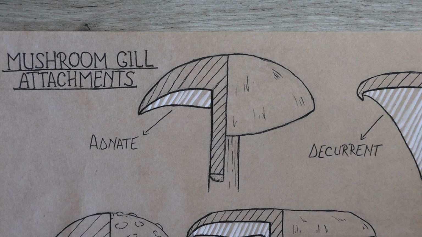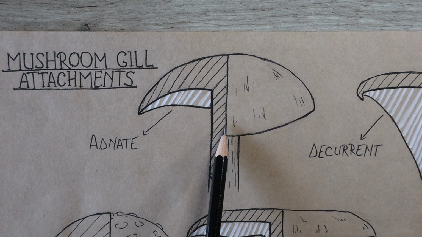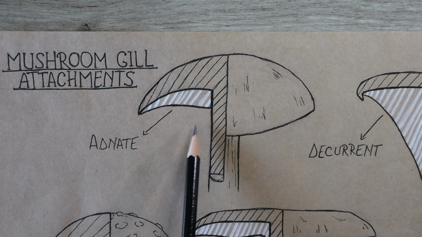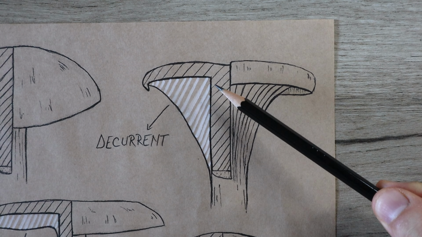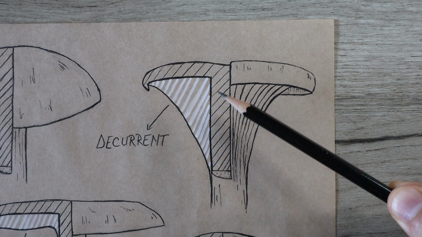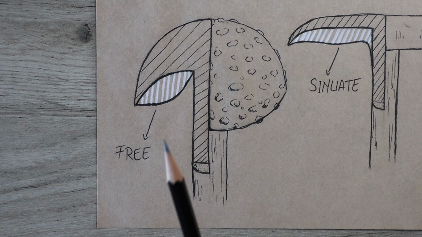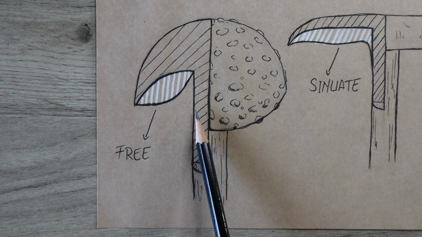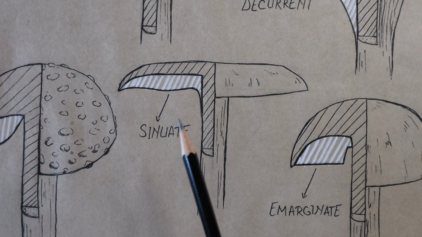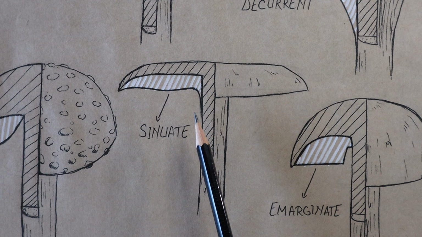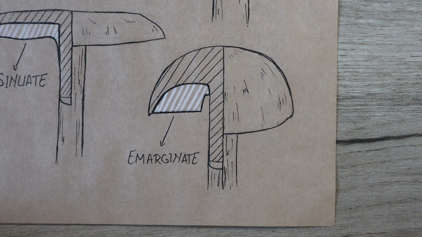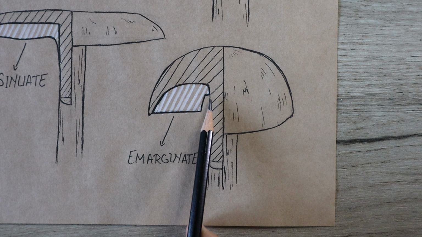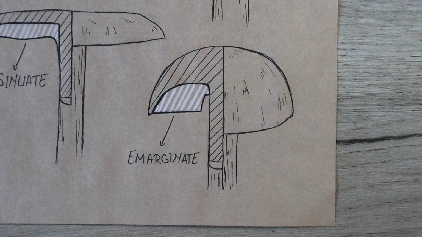Now the first, and I would say most basic attachment type, is called adnate, where the gill attaches broadly to the stem. Then we have the so-called decurrent attachment type, where the gill runs down the stem for quite a distance. Free is where the gill does not attach to the stem at all. Sinuate is where the gill is smoothly notched and then runs briefly down the stem. And finally, we have a really peculiar one called emarginate. This is where the gill becomes all of a sudden much shallower just before attaching to the stem.